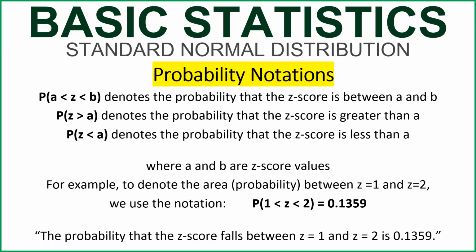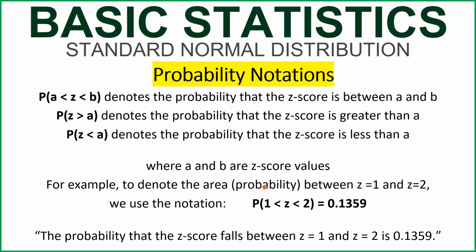So in our previous examples, case 1, case 2, and case 3, here are the probability notations. For case 3, we have this probability notation, which denotes the probability that the z-score is between A and B. This one, z is greater than A, denotes that the z-score is greater than A, which is case 2. And for this one, z is less than A, the probability that the z-score is less than A, that is case 1, wherein A and B are the z-score values.